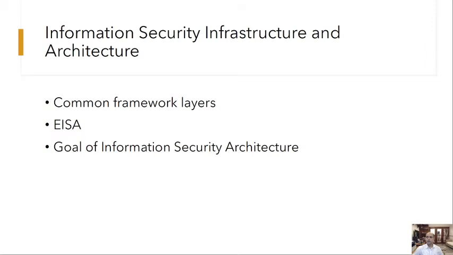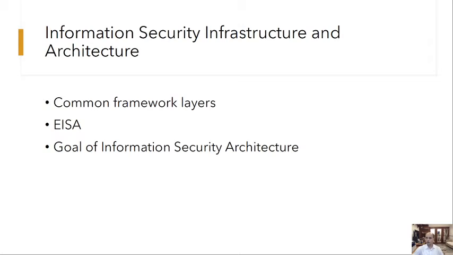So the next is information security infrastructure and architecture. If we are going to discuss this, then whenever we discuss the architecture, we need to understand some of the basic concepts of the common framework layers which are there in any organization, the concept of enterprise information security architecture (EISA), and the goal of information security architecture. That is what is required in this particular document.